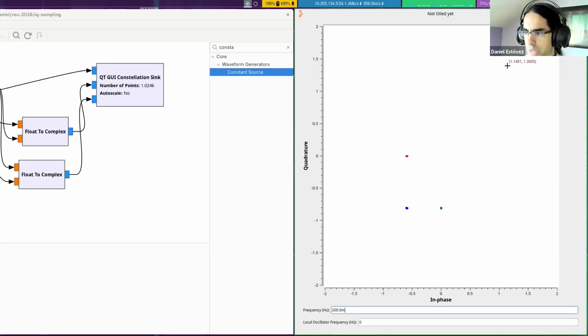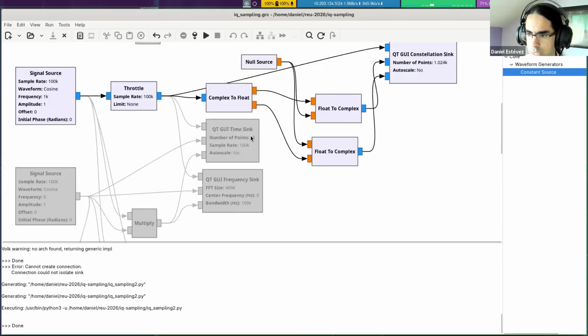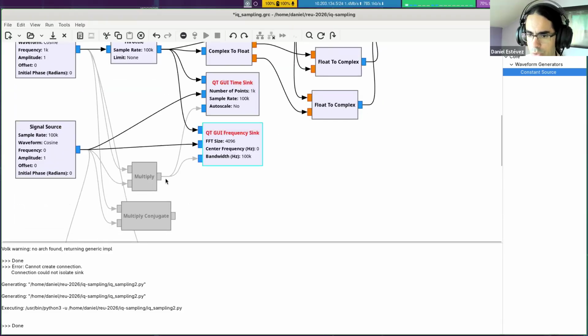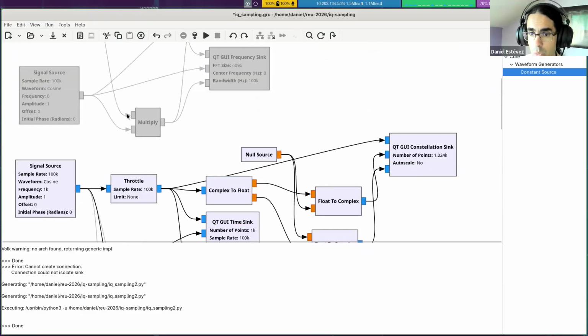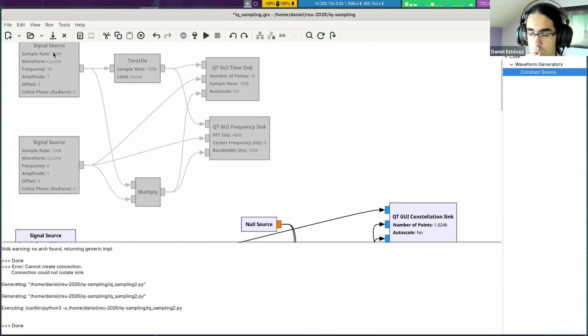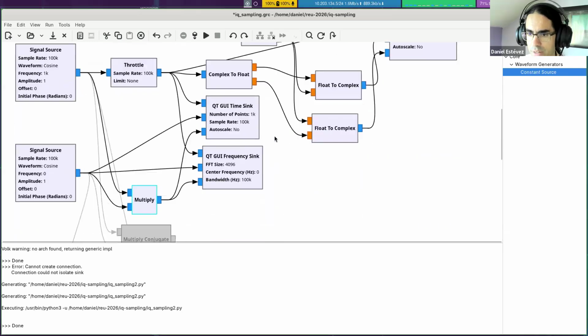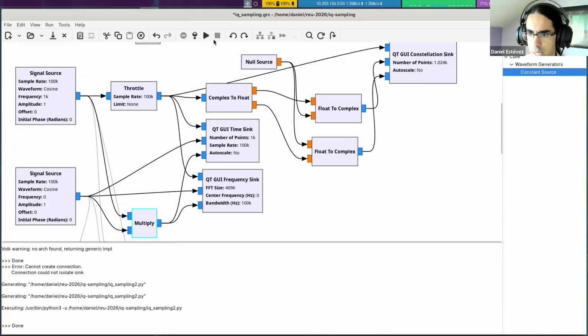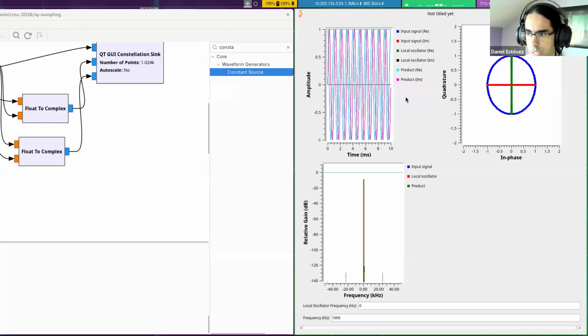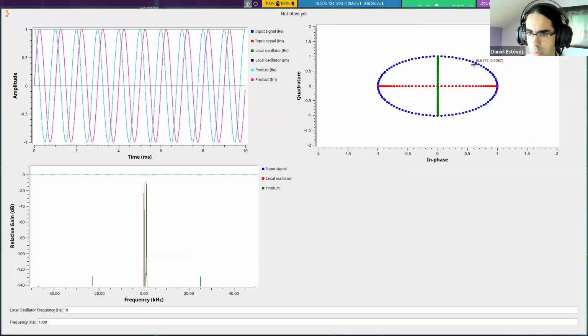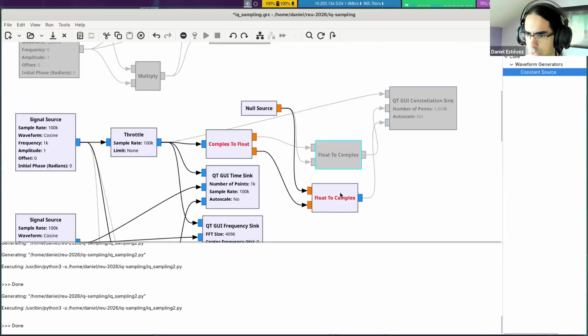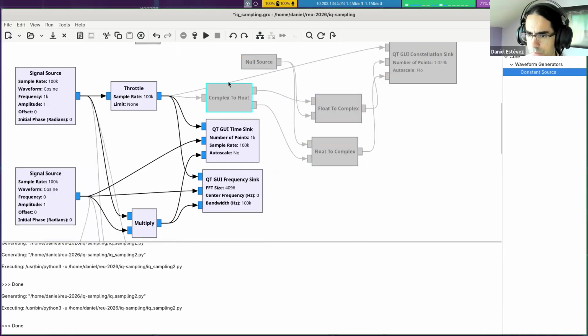Okay, so the next thing I'm going to do is keep this and show you the same thing: how would this example, where we multiply two sinusoids and show them in the frequency domain and the time domain, look for complex sinusoids? This is the example. Let me disable this one because we don't need it anymore.